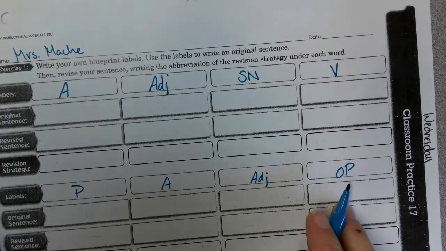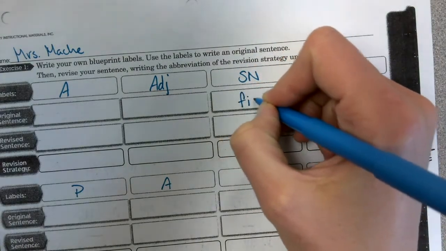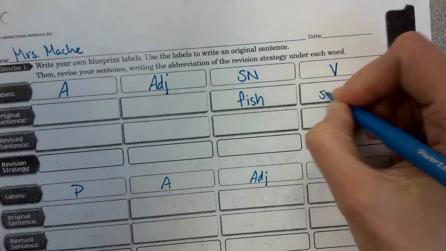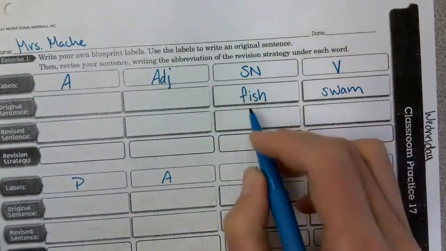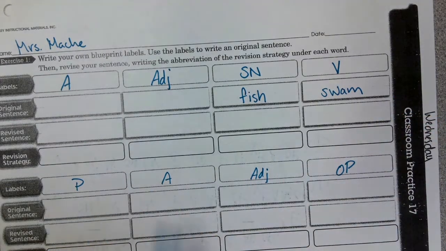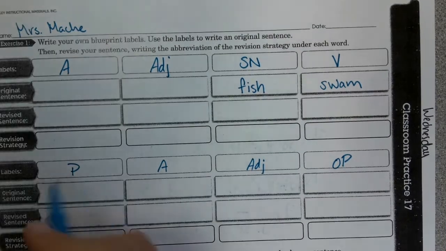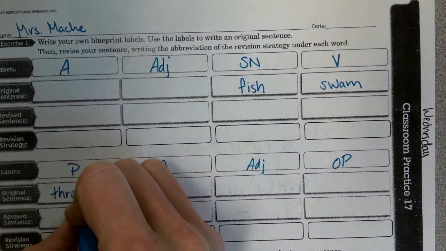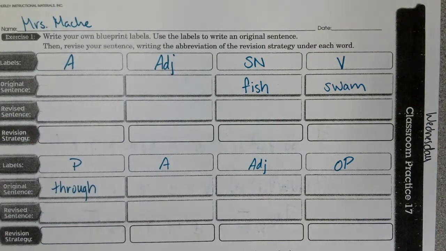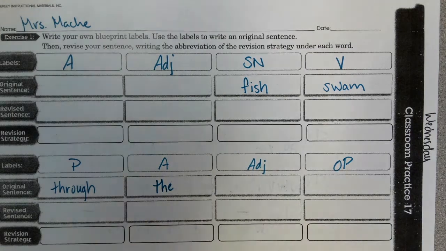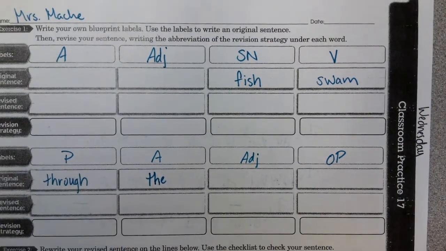Our subject noun today, let's start with a fish. And what did the fish do? Let's say the fish swam. Fish swam. Okay? Preposition, we can do in, on, through. What did the fish swim through? Well, I'm going to use through for my preposition. Through the. What would a fish swim through? Maybe seaweed.